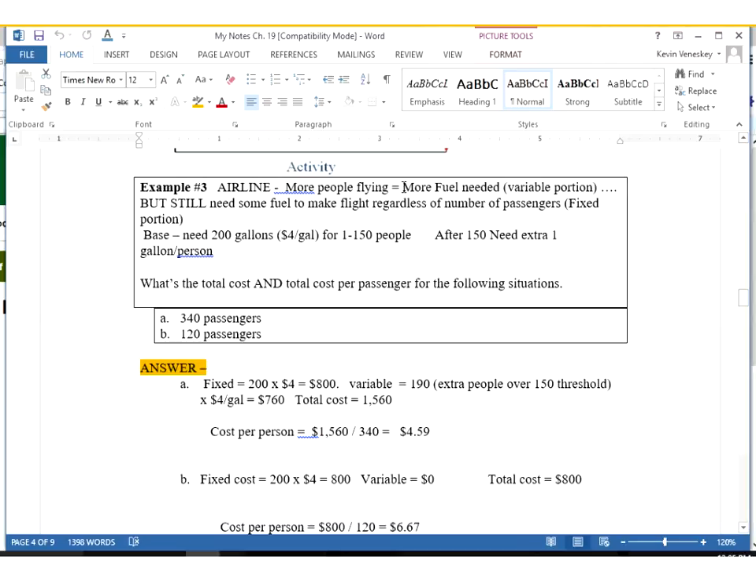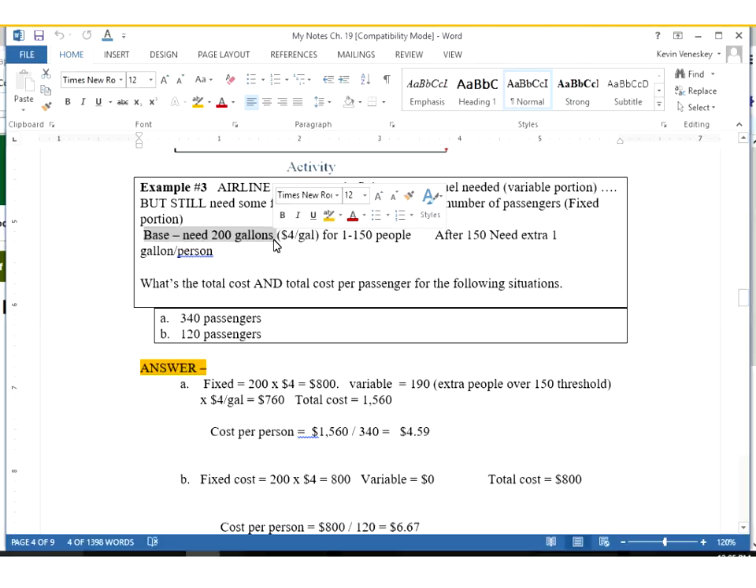Okay, so we have an airline, and this is an example of a mixed cost because to even get that airplane off the ground, we're going to have a pilot. We're going to have some fuel. We're going to have depreciation on the plane. So there's some basic costs that are going to be there regardless. And those will be our fixed costs. But on this one, I'm just going to look at fuel. And I'm going to say, for this airplane to get from Indianapolis to Orlando, it needs 200 gallons of gas. And that gas is $4 a gallon.